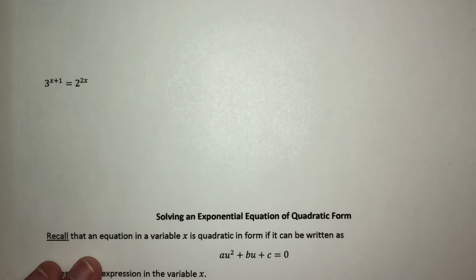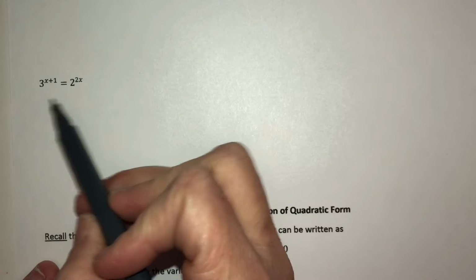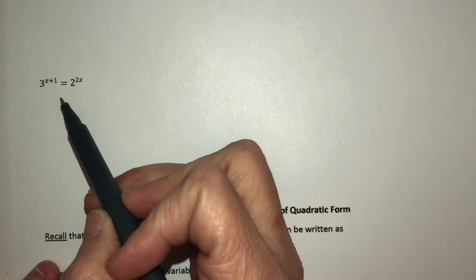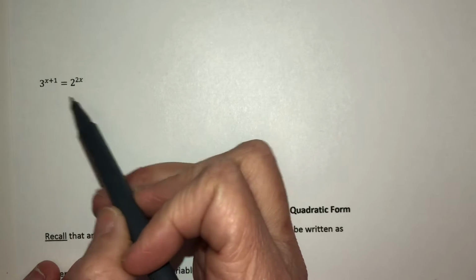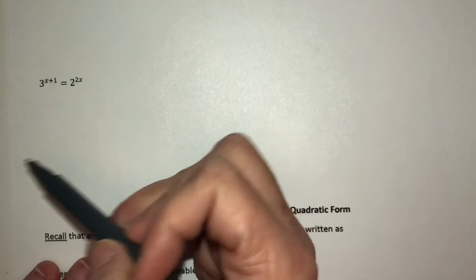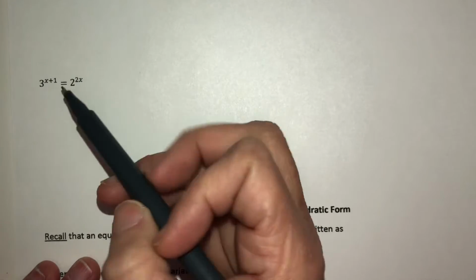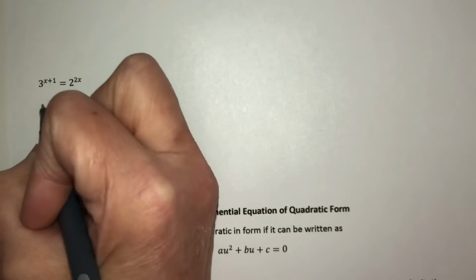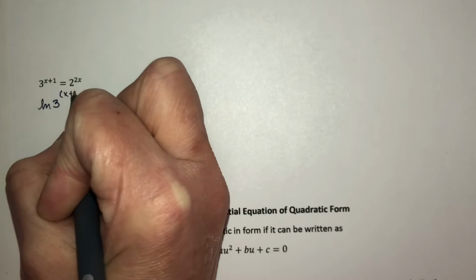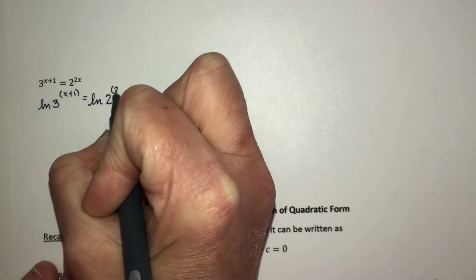This is part 2 of section 3.4. We want to solve this exponential equation right here. Now both 3 and 2 are prime, so I'm not going to be able to write these as powers of the same base. So I want to take natural log of both sides so that I can get the x's out of these exponents. So if I take natural log of both sides here, I have natural log of 3 to the x plus 1 is equal to natural log of 2 to the 2x.